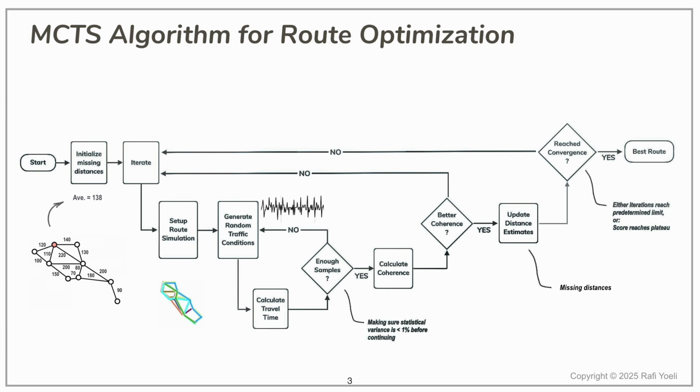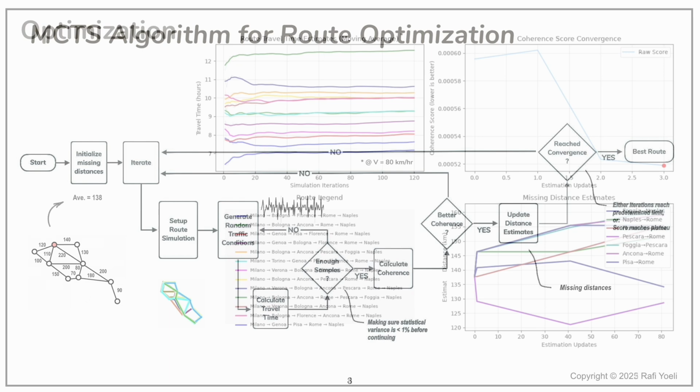The outermost loop in the program's flowchart keeps the iterations going until some predetermined number has been reached, or before that, if the correlation has plateaued, meaning that there is no significant improvement in the overall coherence between the various possible routes.